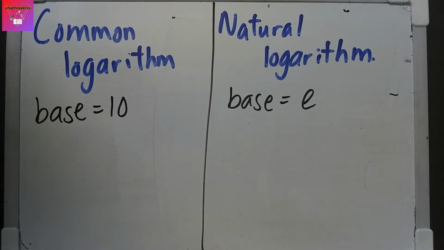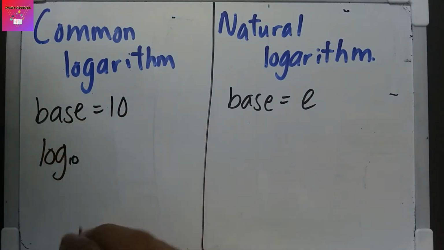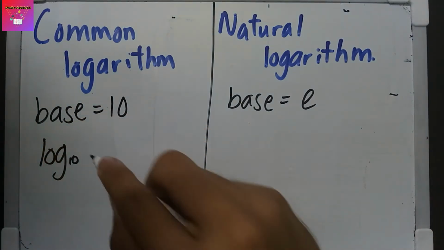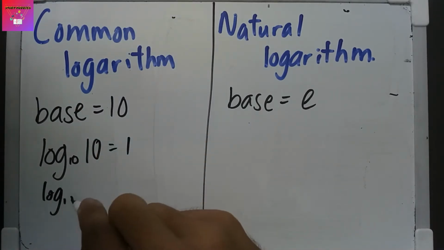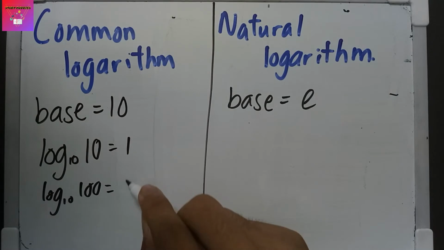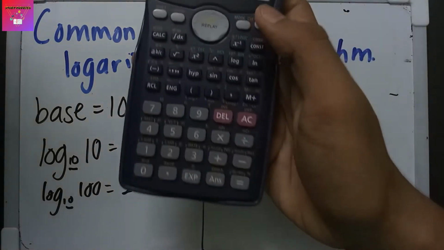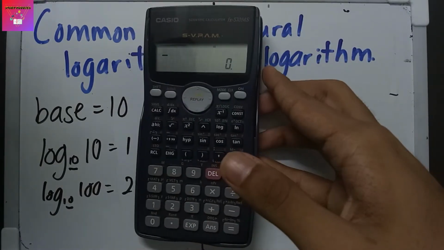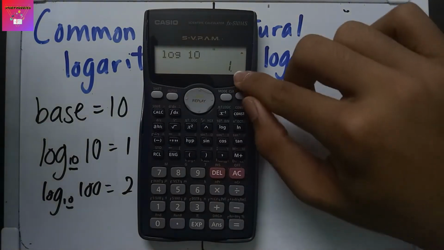Common logarithms are logarithms which have the base 10. So the number here is always 10. So let's say log base 10 of 10 is going to be 1, log base 10 of 100 is going to be 2, and so on. So if the base here is 10, it is immediately a common logarithm. Our calculator usually uses common logarithms. So as a proof, log 10, I'm going to get 1.